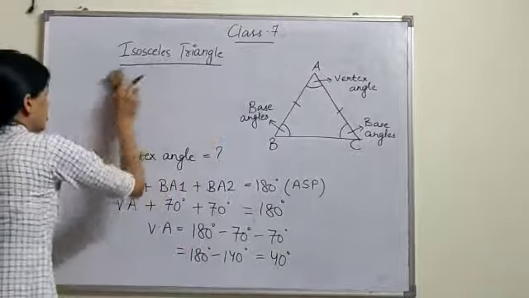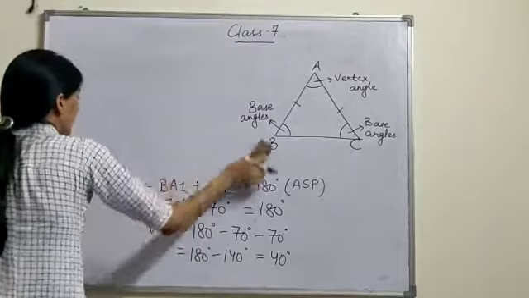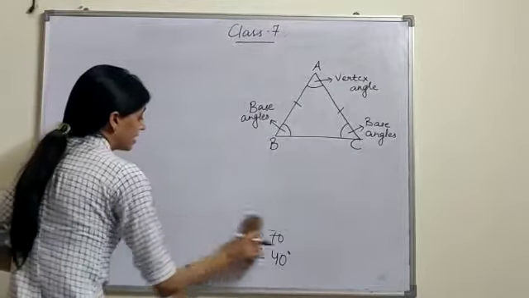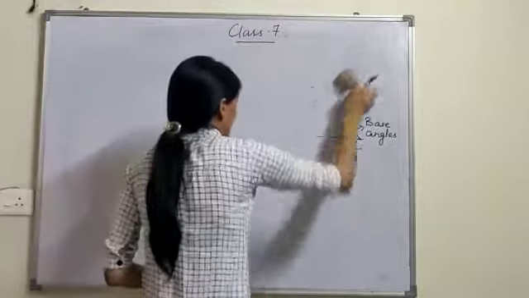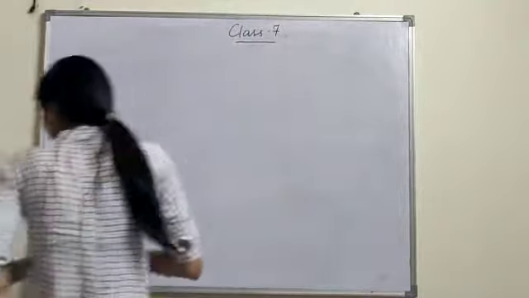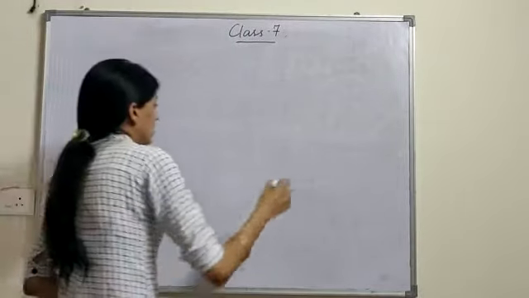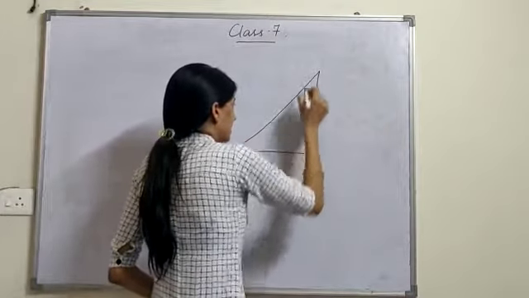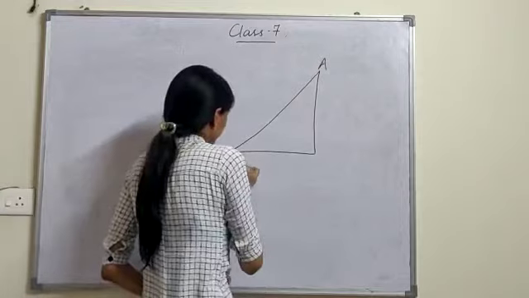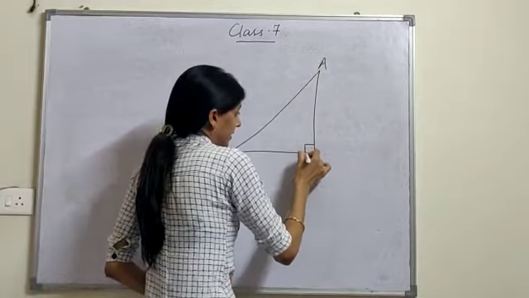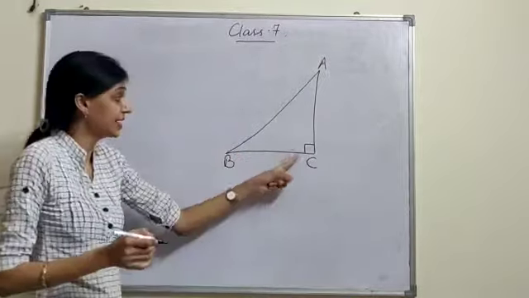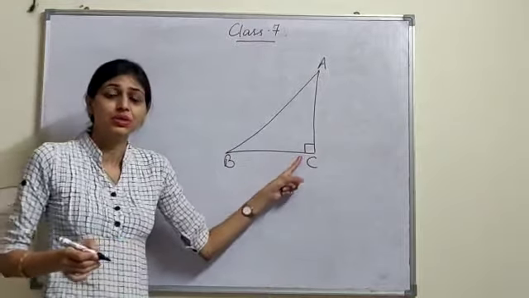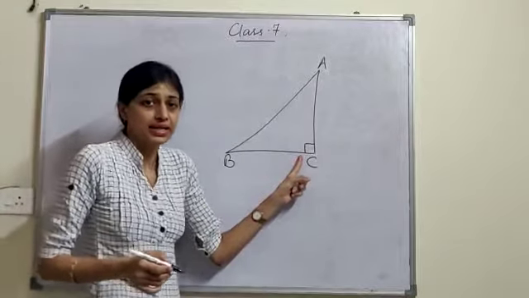Now the next topic is related to the right angle triangle. What is a right angle triangle? In a right angle triangle, we know there is a right angle in it. Right? This is a right angle. That means this angle is equal to 90 degrees.